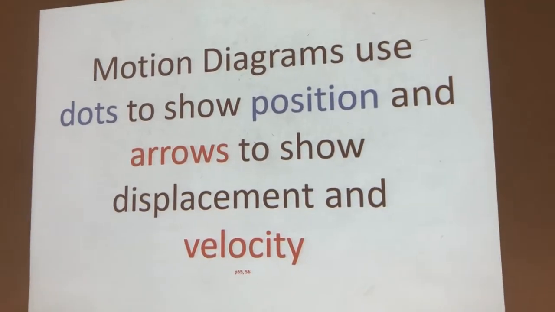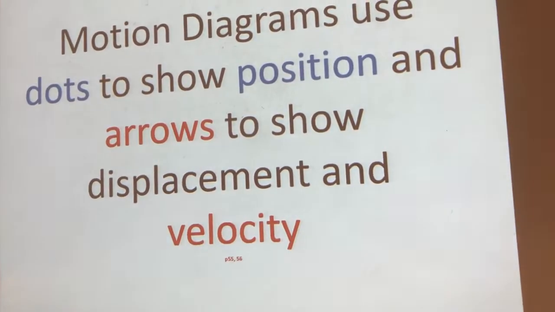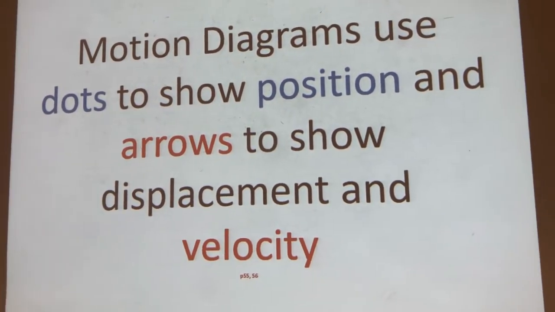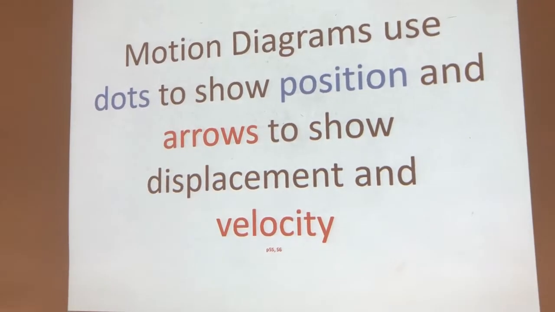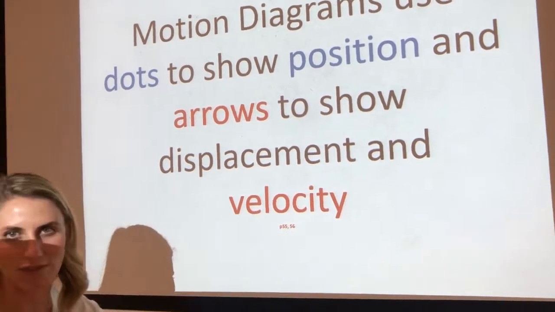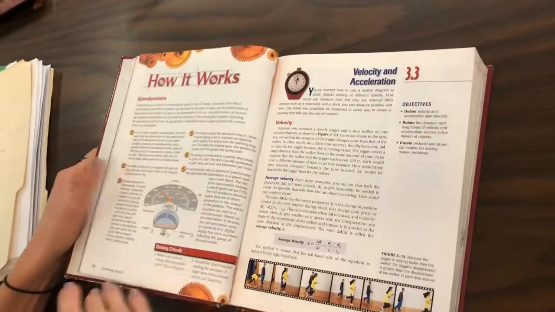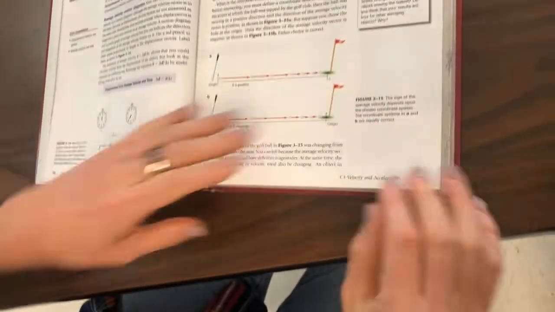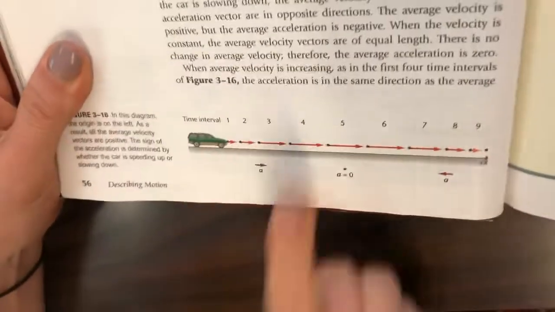Motion diagrams use dots to show positions and arrows to show displacement and velocity. We did motion diagrams the last time. Shall we go to pages 55 and 56? Okay, that's what we did last time. Page 55, then 56. All right, let's take a look at this diagram right here.